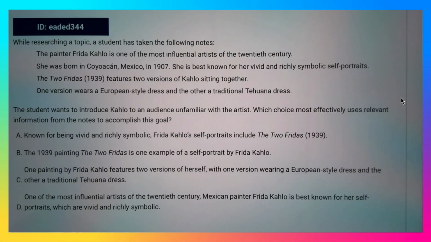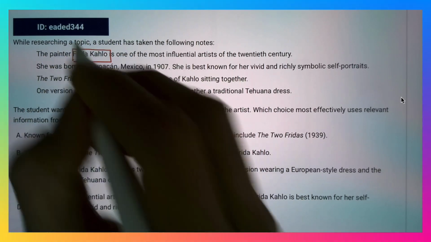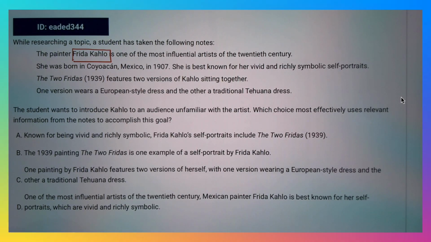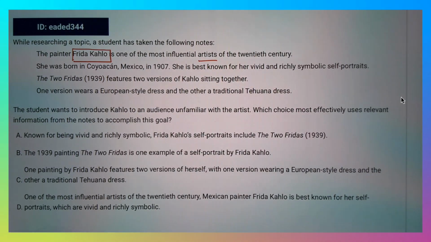While researching a topic, a student has taken the following note. The painter Frida Kahlo is one of the most influential artists of the 20th century. So we mentioned this person, Frida Kahlo, as the most influential artist. So she's an artist. She was born in Coyoacan, Mexico in 1907.